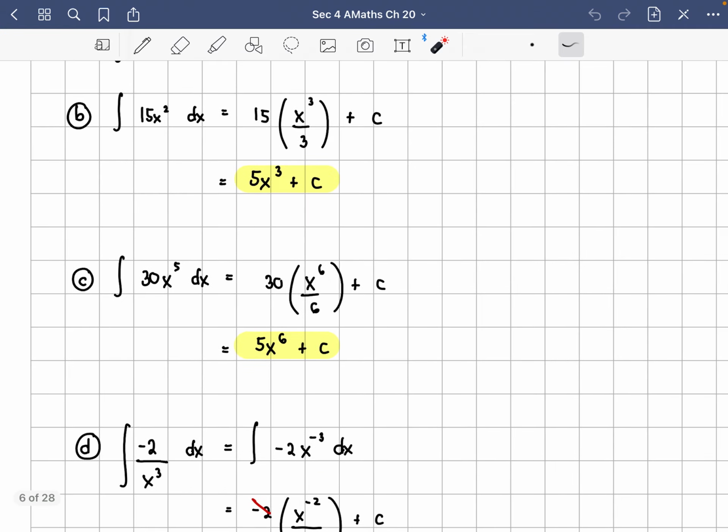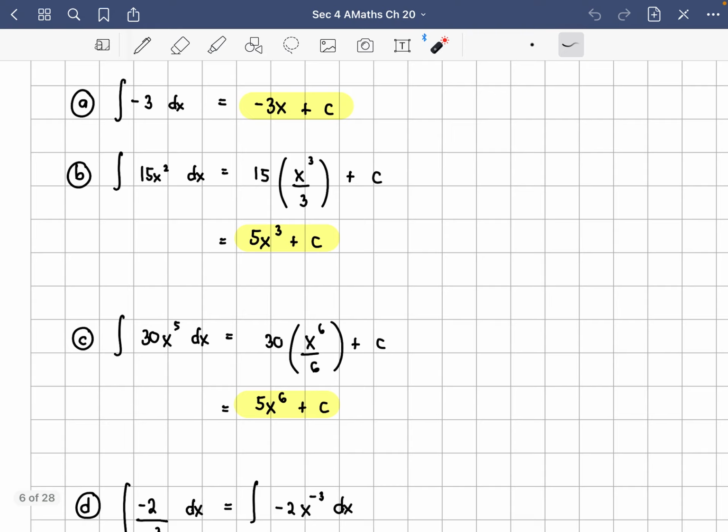Okay, and then let's go to letter C, which is similar to letter B. So again, for letter C, what is the antiderivative of 30x raised to 5? So again, we set aside the coefficient, and then we get the antiderivative of x raised to 5. So we got x raised to 6 over 6, and then plus c. So simplifying this, we'll get 5x raised to 6 plus c. Okay, that's letter C. And now let's have letter D.